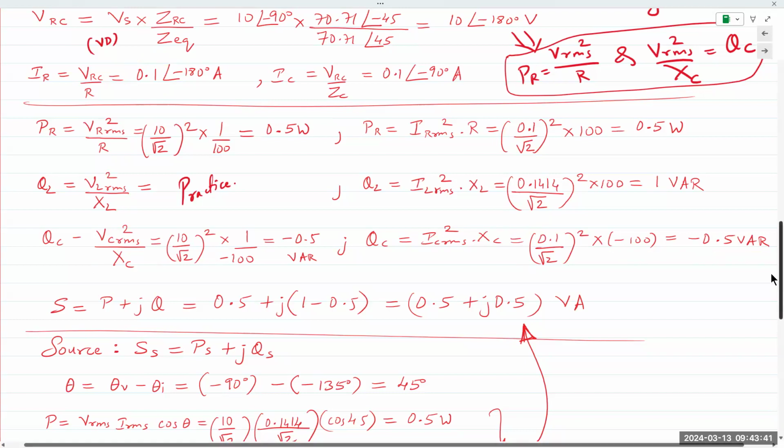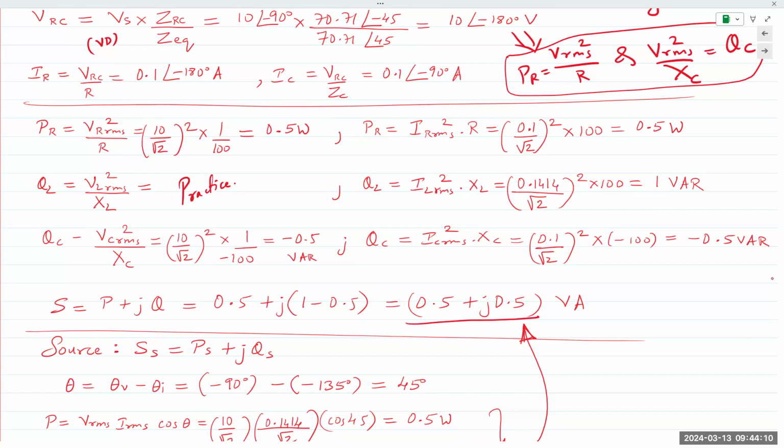And there we found power for every component except for the source. And the source would be simple because source is given by P plus JQ. We found P, and we also found the Q for every component in the circuit. To find the total reactive power supplied by the source, we simply add up all the Qs. So that would give us 0.5 plus J0.5. Inductor requires 1 VAR. Capacitor provides half of that. So the total reactive power required from the source is now dropped by 50%.